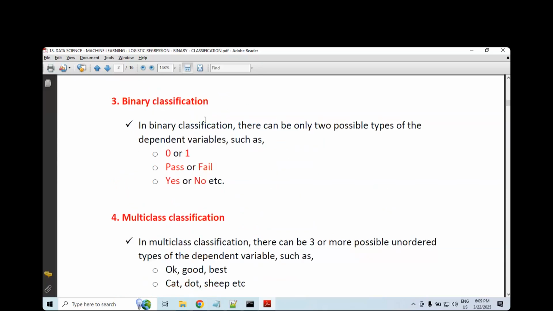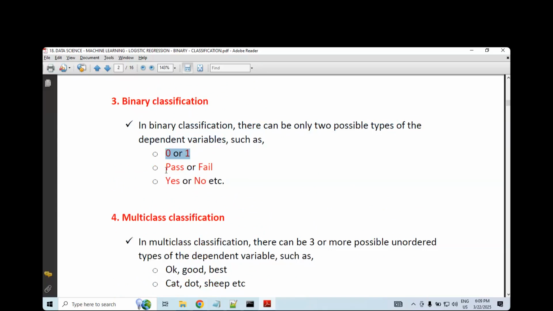In a binary classification, there can be only two possible types of the dependent variable. Either it can be 0 or 1. Go for the Titanic data set: survived or not, 0 or 1. Fixed outputs actually.